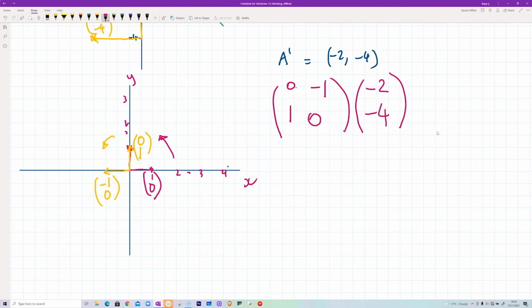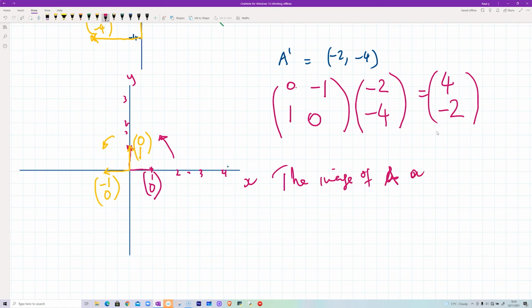Okay, so let's do the matrix part then. 0 times -2 is just 0. -1 times -4 is what? Is just 4. 1 times -2 is -2, plus 0 times -4 is just 0. So you're going to end up with -2. Right, that's your new point. So the image of A after the rotation, wow, reflection and rotation, you write it in your own words, is going to be (4, -2).